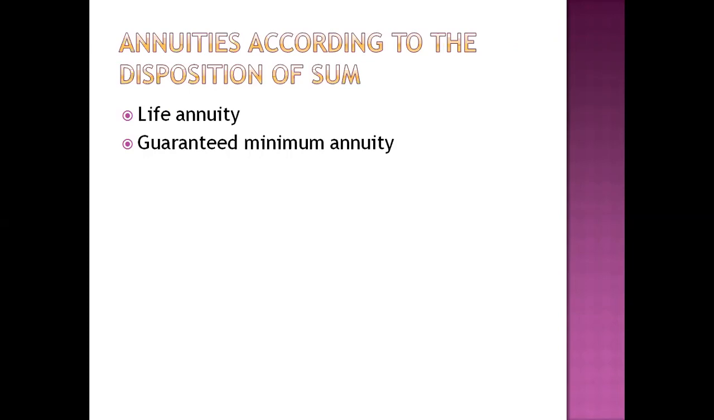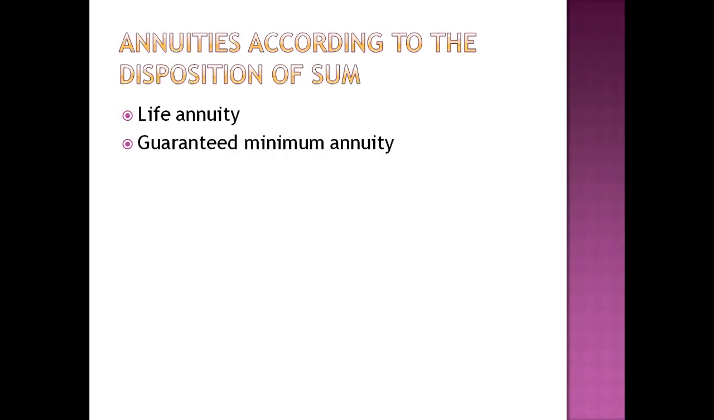Then we have annuities according to the disposition of the sum. In this case, we have two categories. One is life annuity. Under this annuity, the regular income will be paid to the annuitant throughout his lifetime. No payment is made after his death. Means the income he or she can earn during the lifetime, but once death occurs, the dependents will not get any sum.